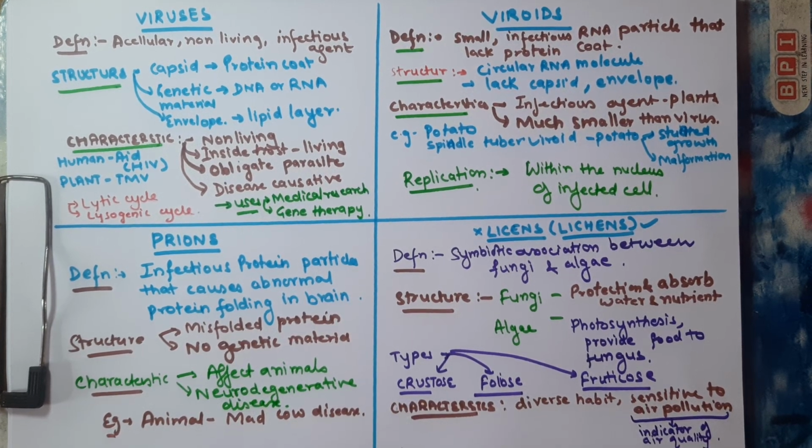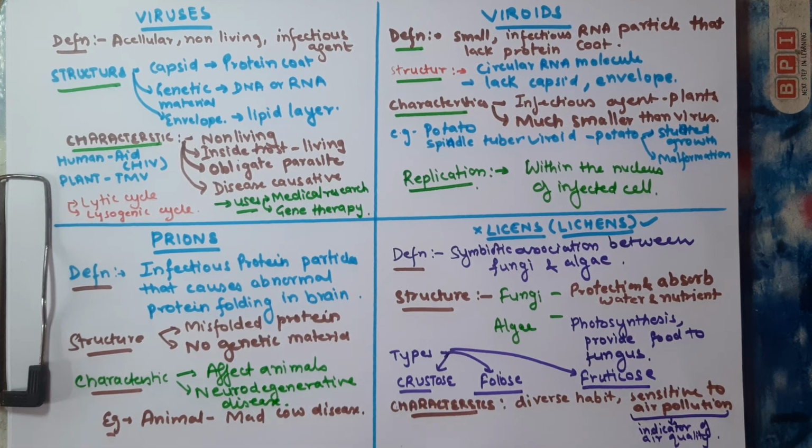And if you talk about the uses, I already told you that lichens, due to their sensitivity, are used as an indicator of air quality. Besides that, they are used for the production of dyes and medicines. And the third one is the indicator of the air quality.